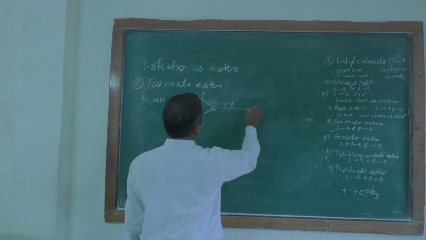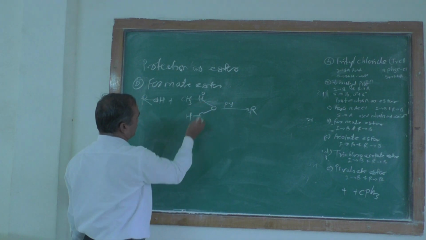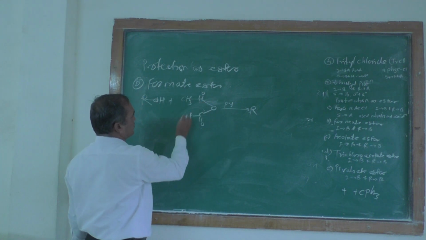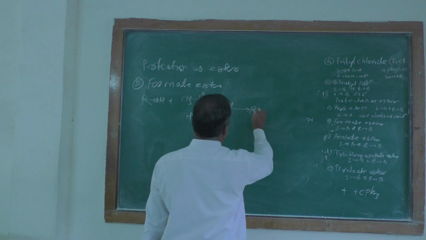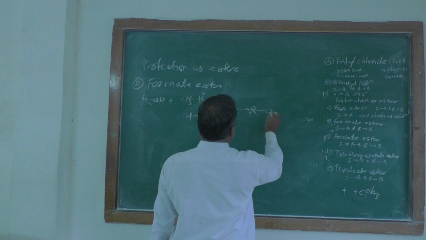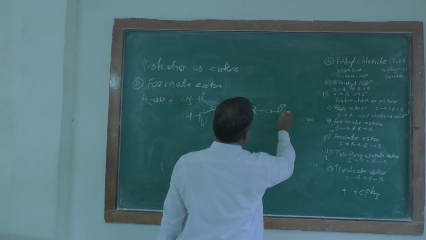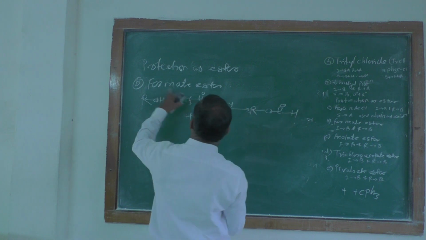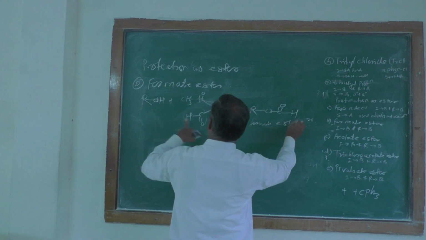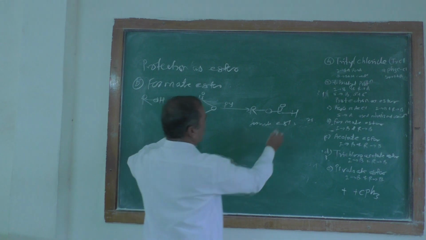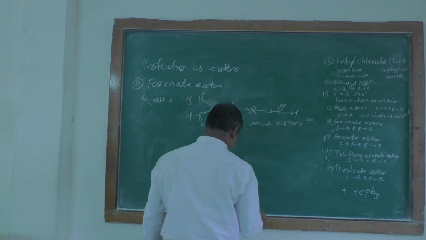What do you get? Look here, there are two carbonyl groups. This one is more reactive than this one, and therefore it is going to react like this, so that we will get H, that is a formate ester. This is a formate ester, this is a formate anhydride.